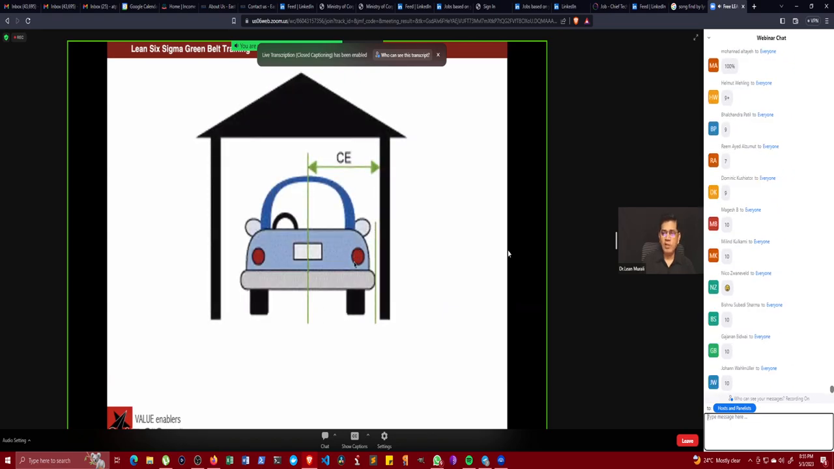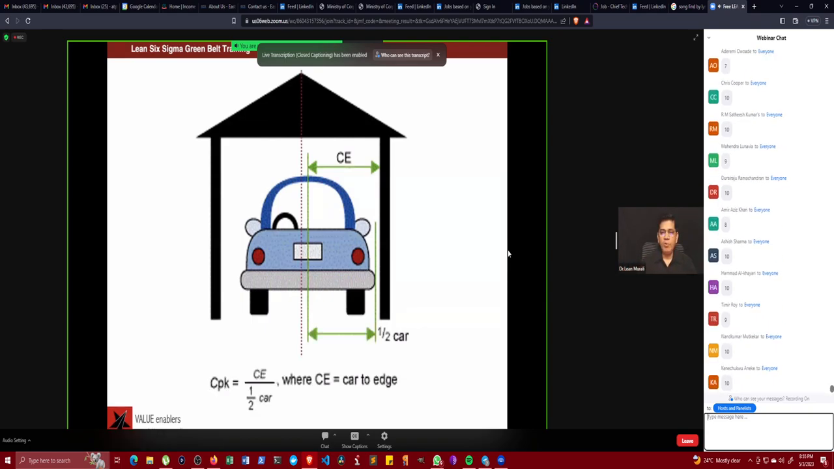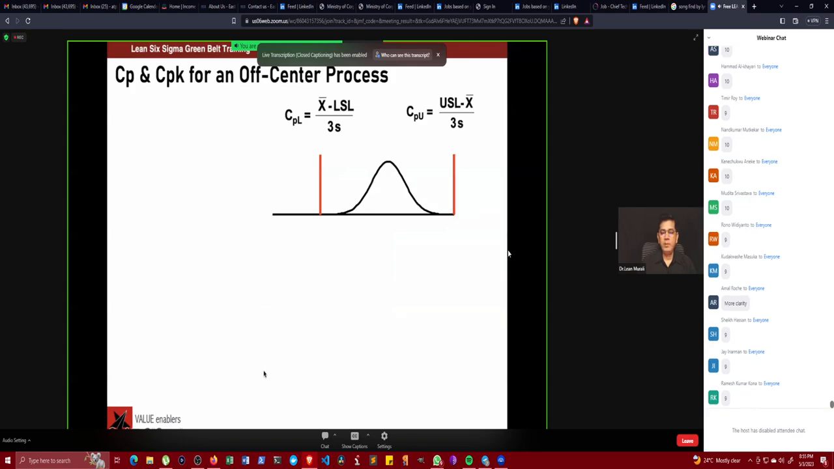This is similar to the car. The shift and drift should be controlled within this wall. I'm bringing the same thing again and again, and that is why, if you see here, the CP is 1.3.